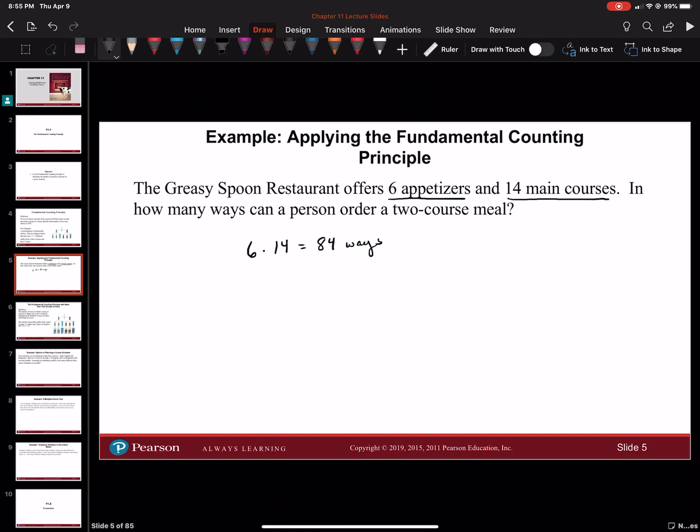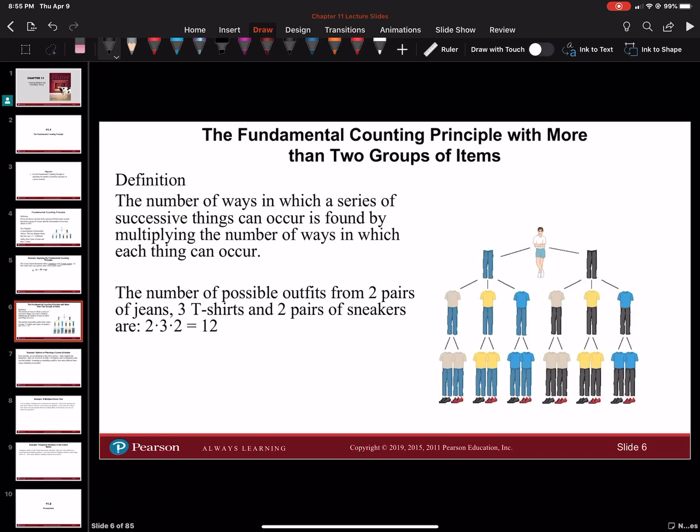Now let's say we had multiple of these things. So you're doing the same exact thing, but you're multiplying by multiple different groups. All right? And this is what the definition says. The number of ways in which a series of successive things can occur is found by multiplying the number of ways in which each thing can occur.